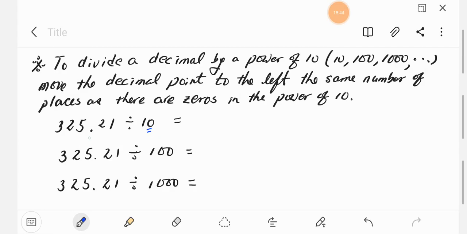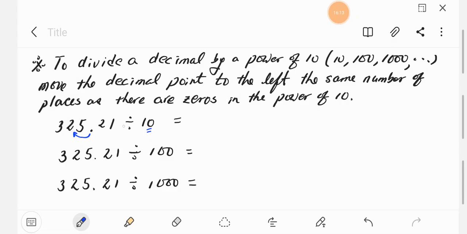10 has 1 zero. So move the decimal point to the left. This time move the decimal point 1 place to the left. That is how the original number becomes smaller. The original number becomes smaller by moving the decimal point to the left, right? If you move the decimal point to the right, then the original number will be larger.